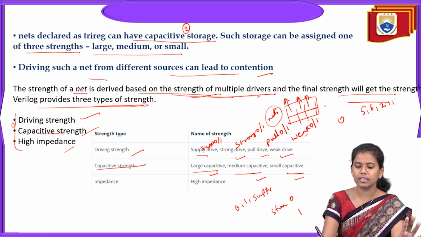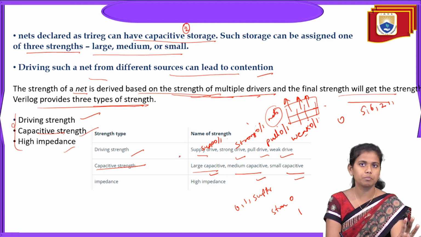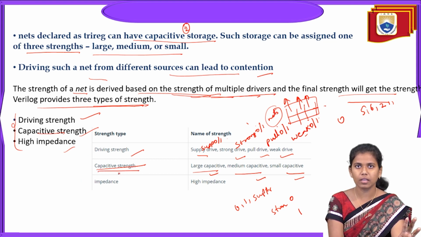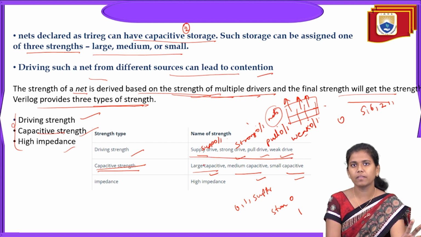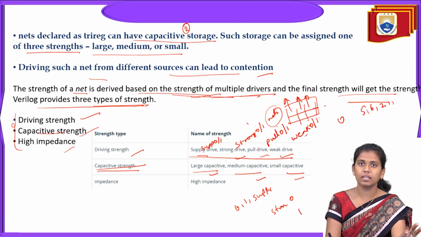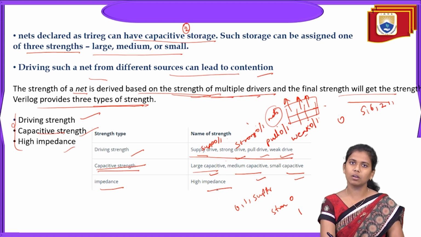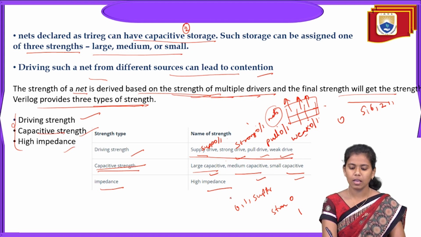So these are nothing but the keywords used when the driver is initiating its driven signals, based on the capacitive strength, and then it has to go through the supply drive, strong drive, pull drive as well as the weak drive. And if the net driver is going with respect to the high impedance, we see the strength of that particular signal as high impedance.